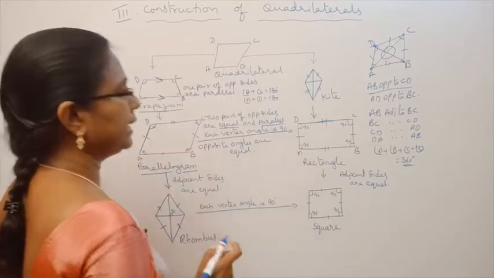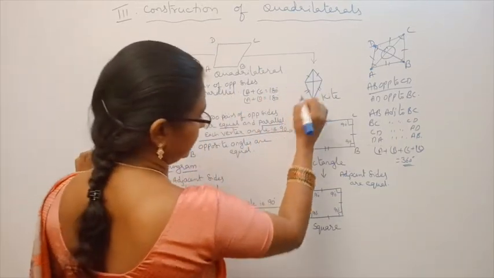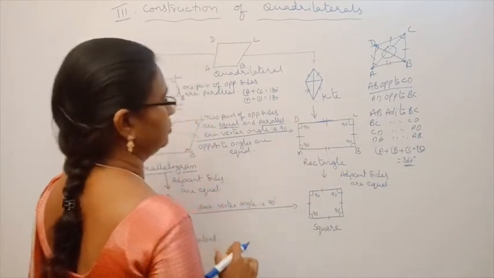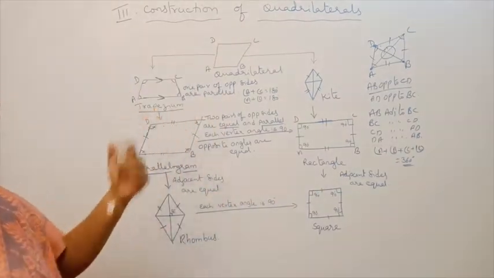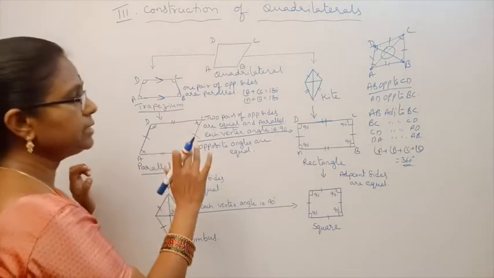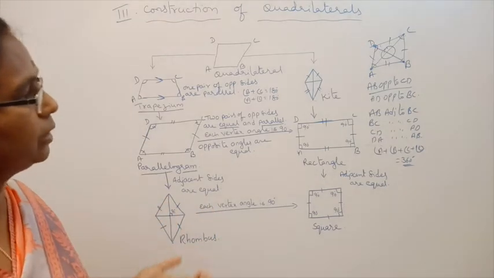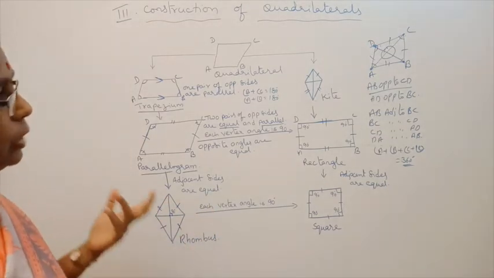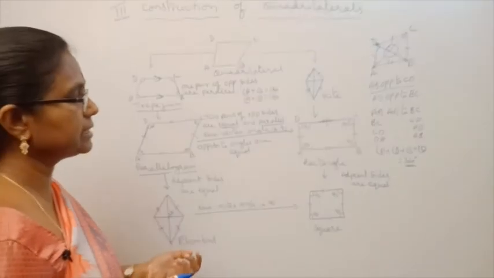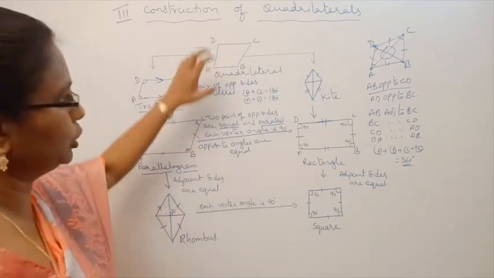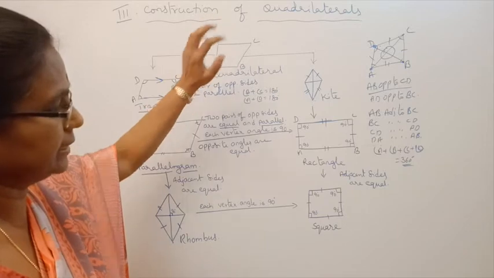Then kite. Kite means adjacent sides are equal. That's all. Only two pairs of adjacent sides are equal. Now, quadrilateral means a four-sided polygon. It has four vertices, four sides, four angles, two diagonals, and how many pairs of opposite sides? Two pairs of opposite sides and four pairs of adjacent sides.